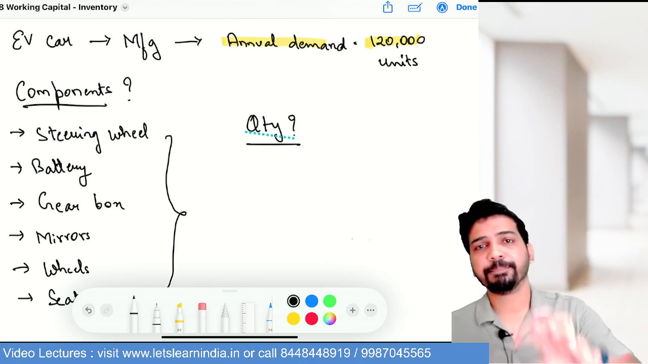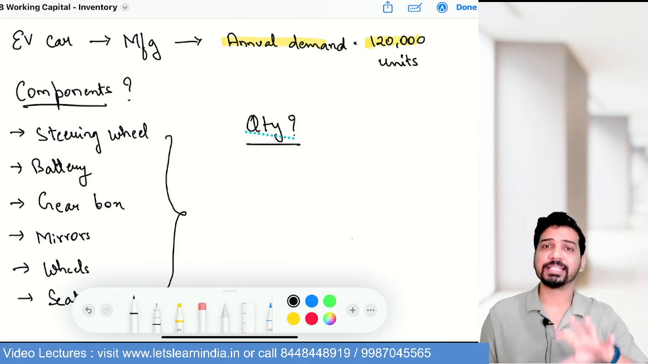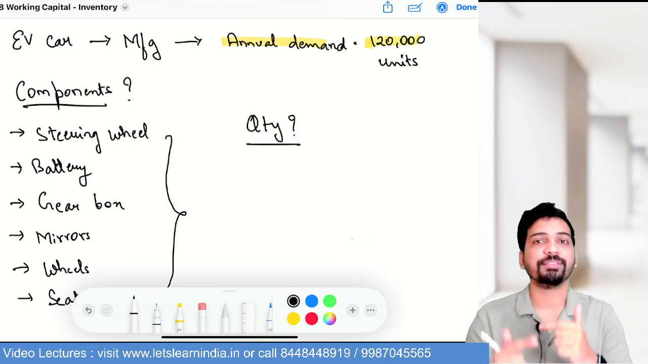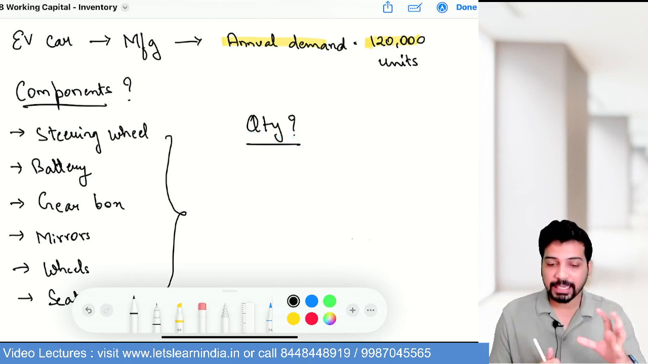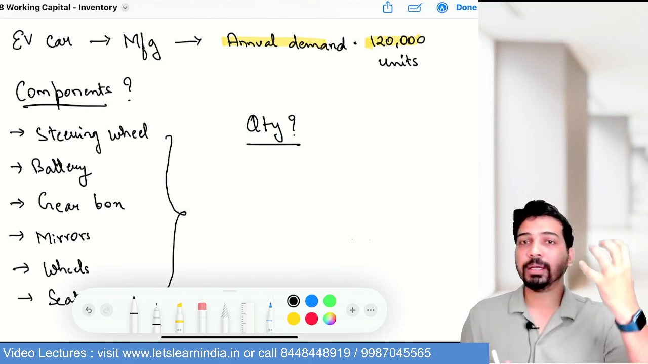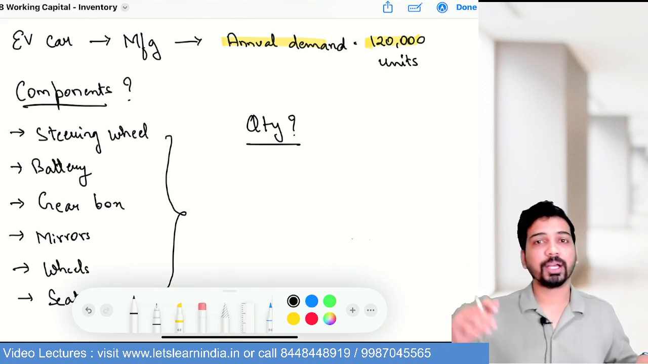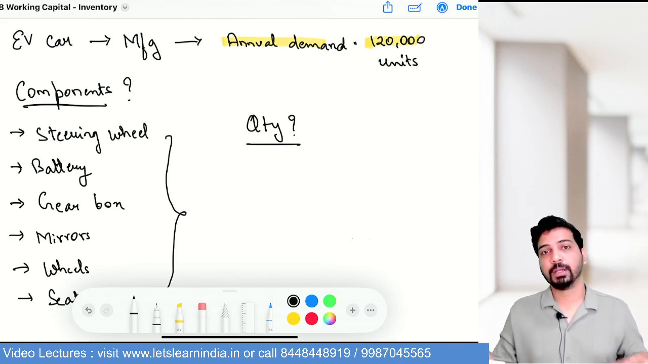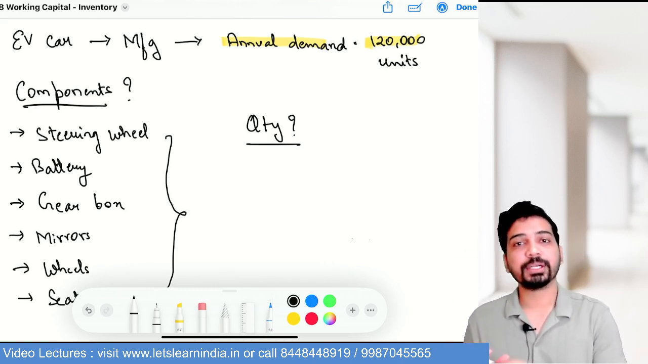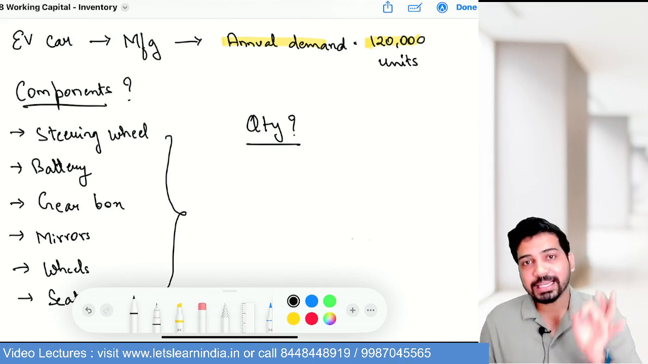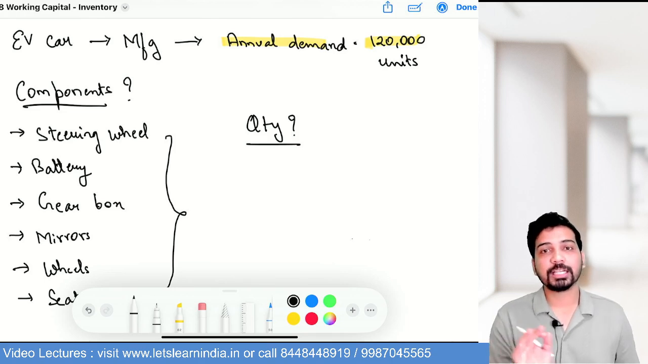Okay. Then you'll say, what? I'll order less quantities. Less quantities, what will happen? You'll have to order frequently. Then what will happen? For example, your plant is in Gurgaon and your inventory comes from Karnataka. So you'll have to incur transportation costs every time you place an order. So ordering less quantity will result in more transportation cost.